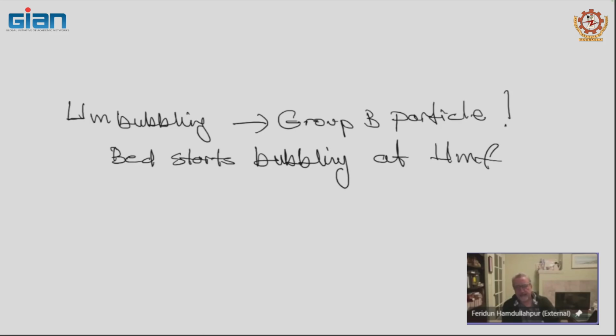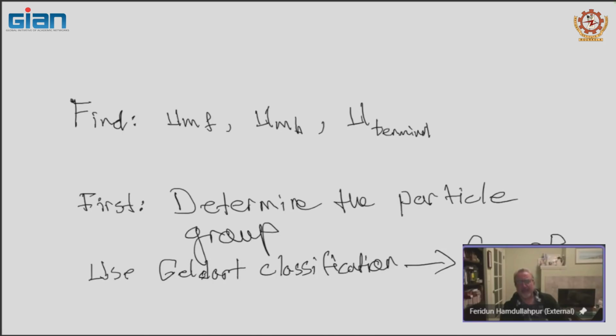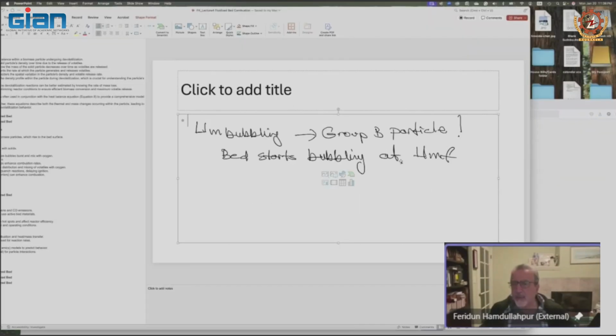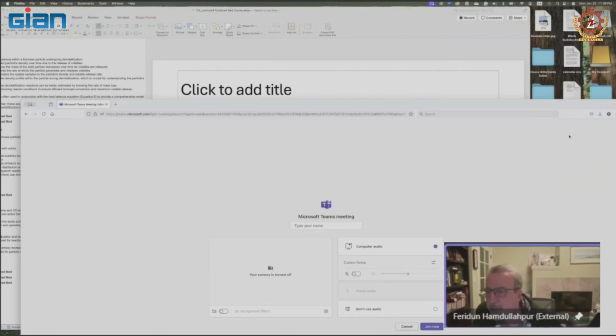Therefore, group B particles are difficult to handle. So if you can, don't. The easiest one is to use group D particles. I calculated the turbulent before minimum fluidization, but I don't know what I did, everything got mixed up here. You can still hear me, right? Okay.